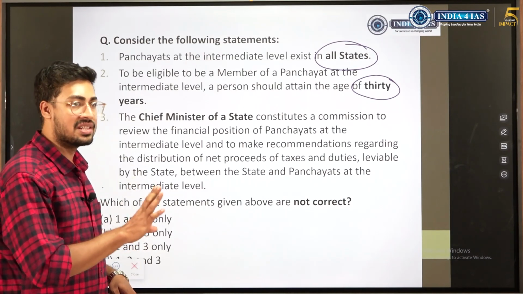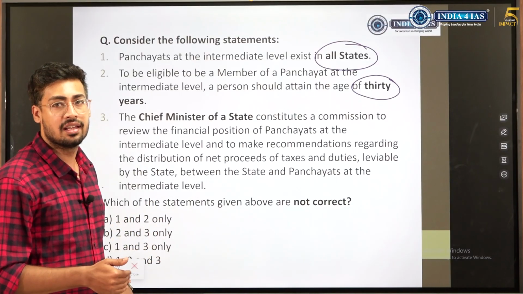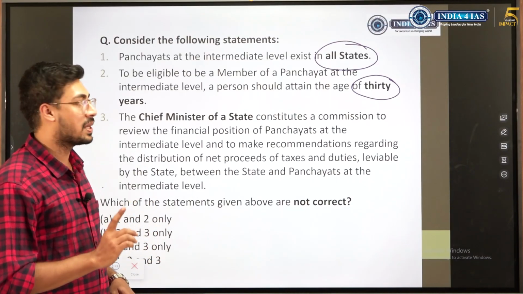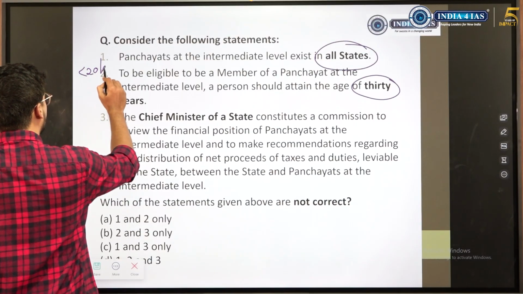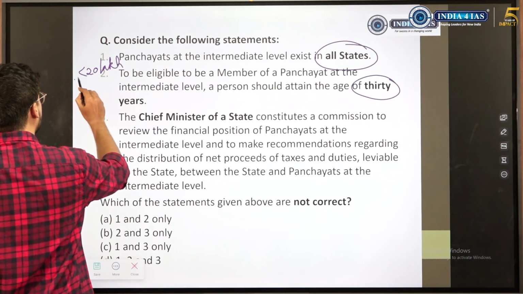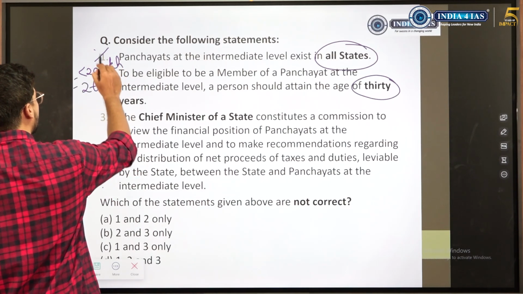But if you study the panchayat chapter properly, then we know that there are certain states where the population is very less and we cannot constitute a 3-tier panchayat there. So in such states where the state population is less than 20 lakh, we have a 2-tier system. So on that basis, one wrong.